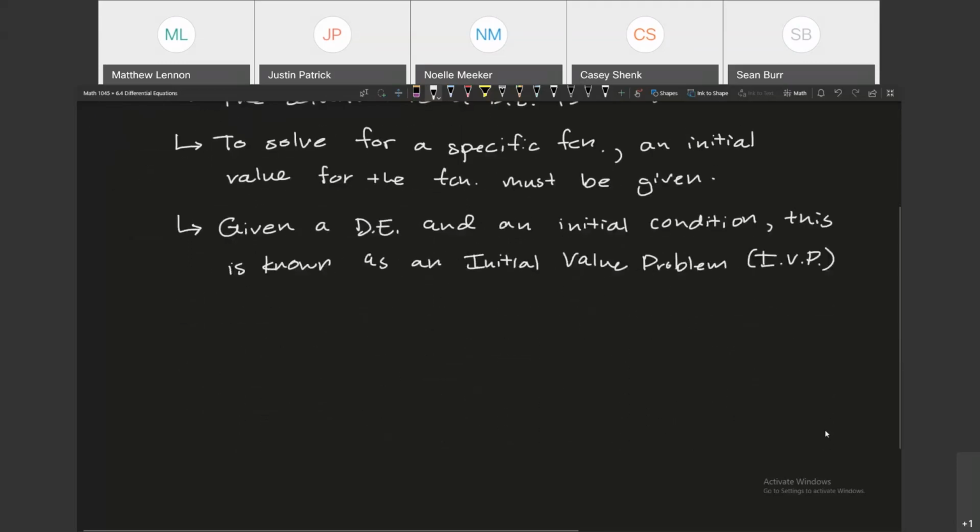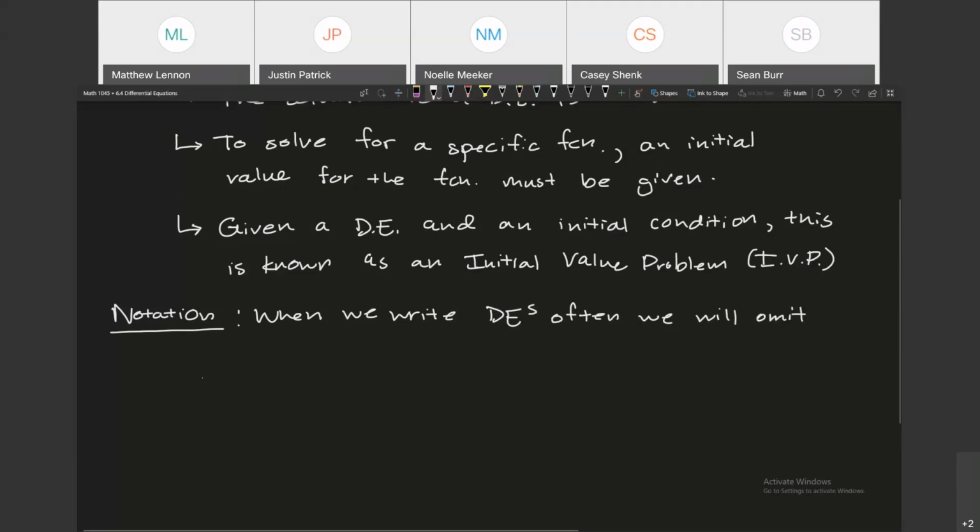We do have some notational conventions as well. A lot of times we won't write using the full function notation. We'll just use letters to represent functions. It makes them look a little bit cleaner. So when we write DEs, often we'll omit the input variable in the notation. It's sort of just understood.